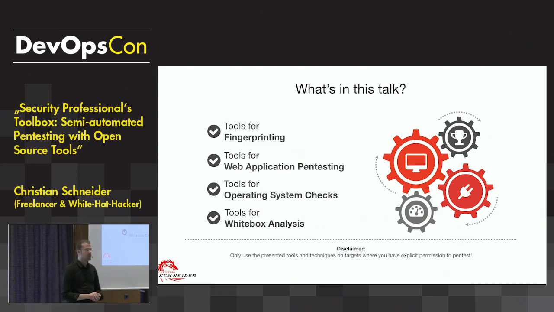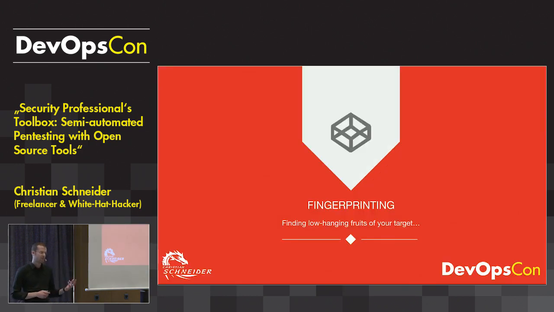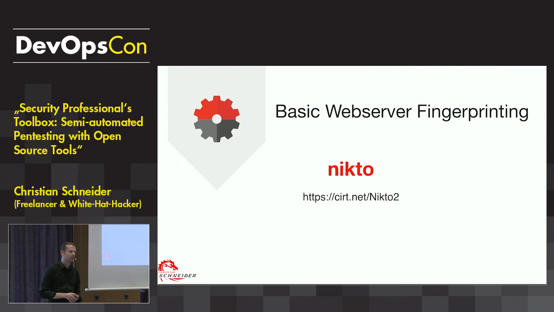Okay, so we start with a little bit of an arsenal of tools. Tools for fingerprinting, tools for web application penetration testing, tools for operating system checks, and a little bit of, which actually is not penetration testing, tools for static code analysis. The main part of this talk is about web application pen testing tools. So we start with the fingerprinting approach, just to get the low-hanging fruits, to find a few things that can be easily found. And there are just a few open source tools I would like to introduce you to.